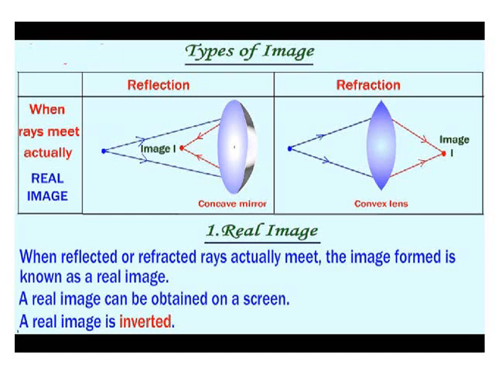Whereas on the right side diagram, you have a convex lens. You will study more in detail in the next classes. So a convex lens is a bulged lens, right? And when a ray of light passes through it, refraction takes place. So refraction takes place in lenses. So when a ray of light falls on the concave mirror, it suffers reflection.